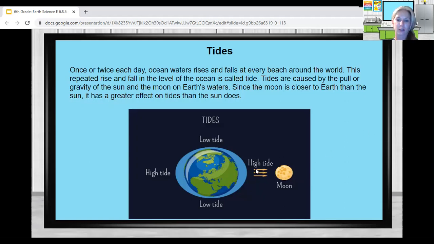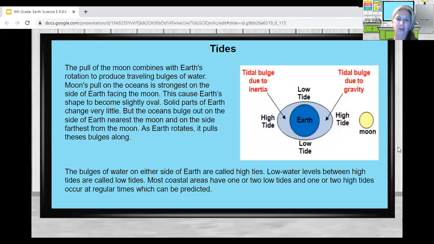In this picture here, you'll see we have the moon, and it's creating this bulge. It represents the bulge for the water, and this would be a high tide. This would also be a high tide. And then on the sides, because remember the Earth is spinning here, this creates our low tides. So the pull of the moon combines with Earth's rotation to produce traveling bulges of water.